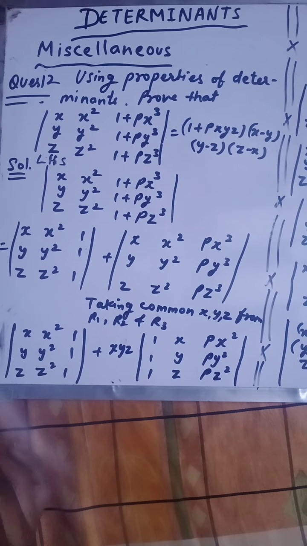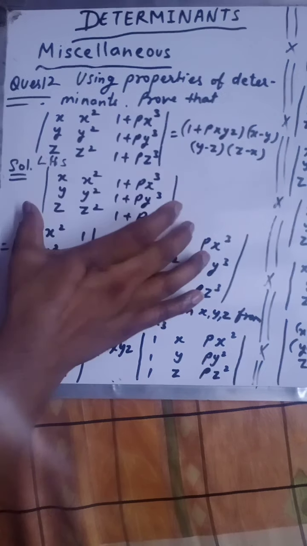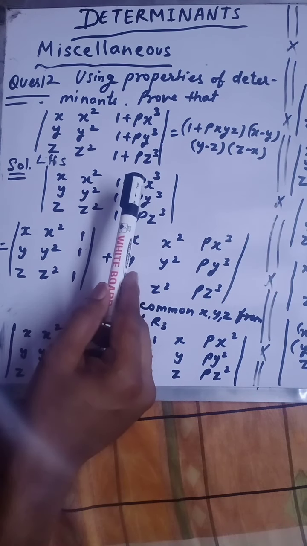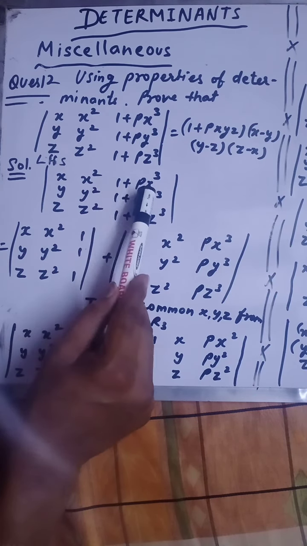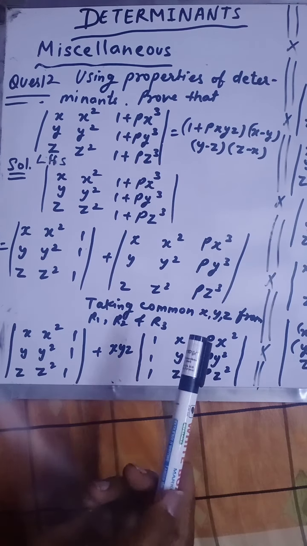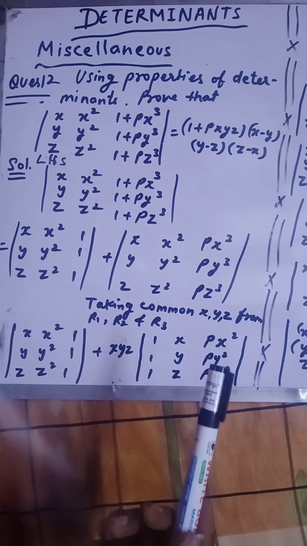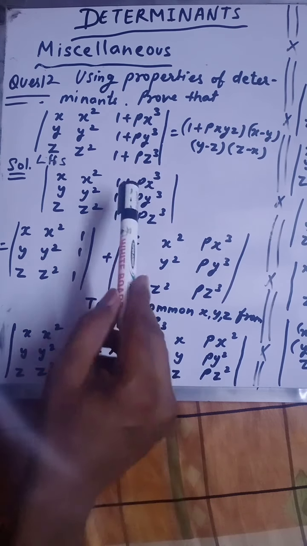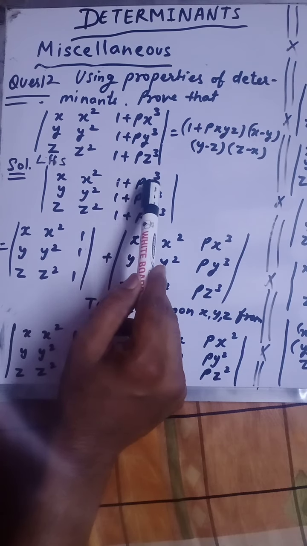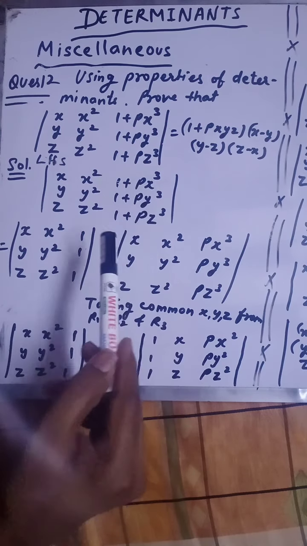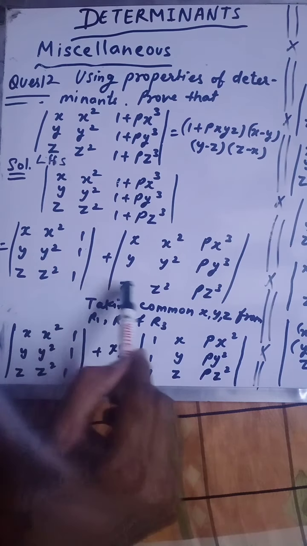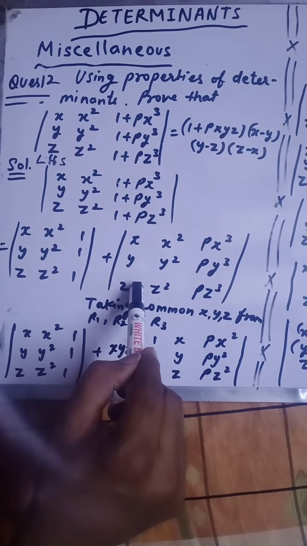This is your LHS. So I will write all the elements of LHS. And I'm just recalling the property that when one row or one column contains the summation of two elements, there is an addition between the two elements, so what you have to do, you can split this into these two determinants.